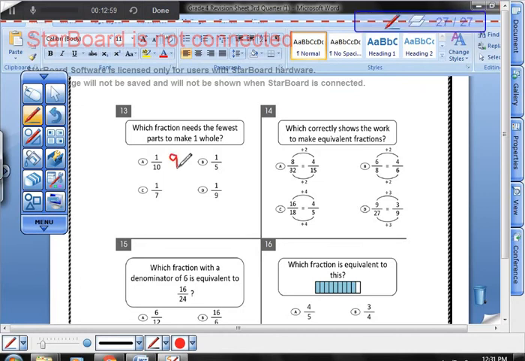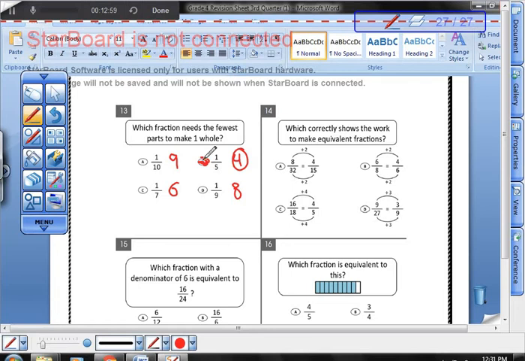1 out of 5 needs 4 more parts. 1 out of 7 needs 6 more parts. 1 out of 9 needs 8 more parts. Which is the fewest number? Yes, it's B, 1 out of 5.